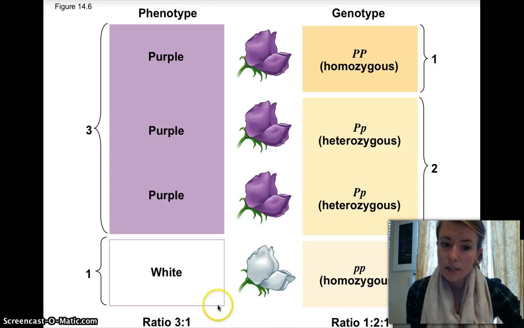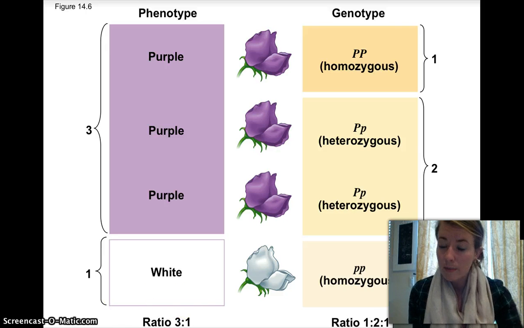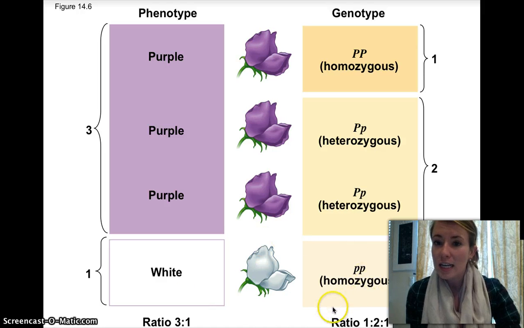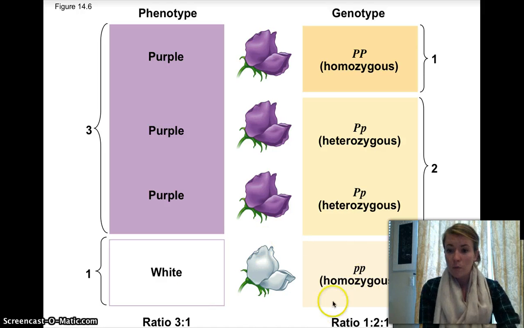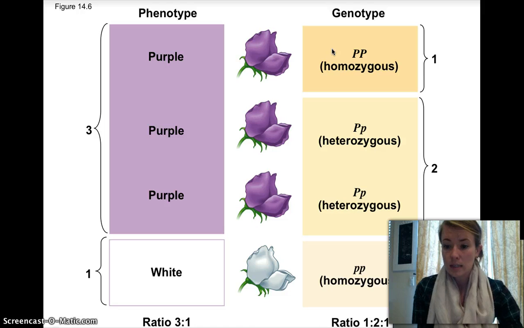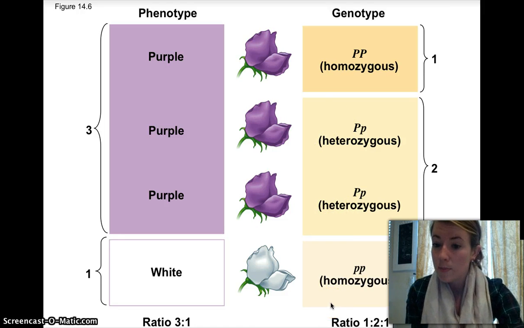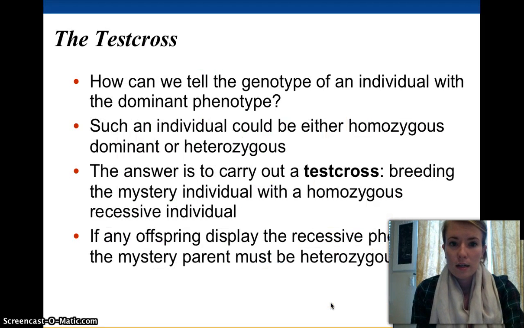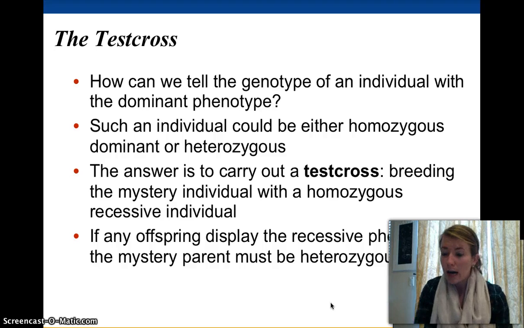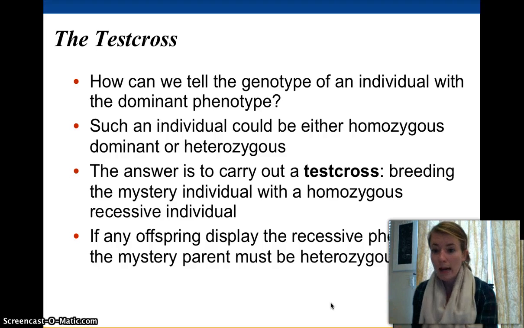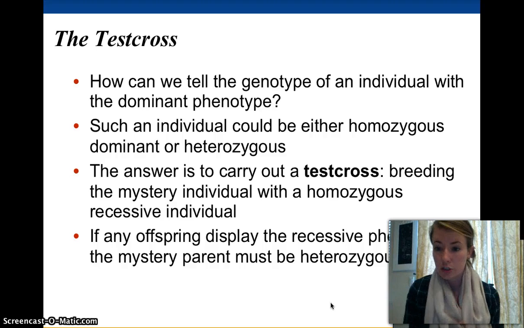Remember that Mendel saw ratios of 3:1 for dominant to recessive phenotype. And that's what we're usually going to see. But that's different than the genotypic ratio, which here is 1 homozygous dominant to 2 heterozygous to 1 homozygous recessive. So the genotypic and phenotypic ratios are not always going to be the same. So it's really important to know, how can we determine what a dominant phenotype's genotype is?